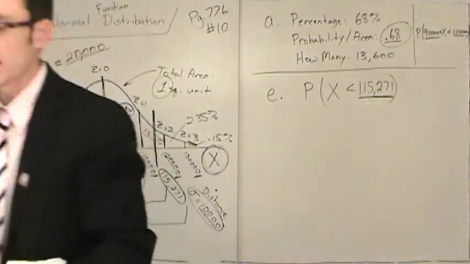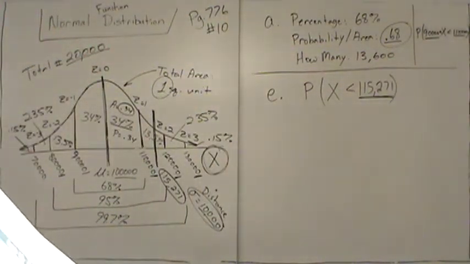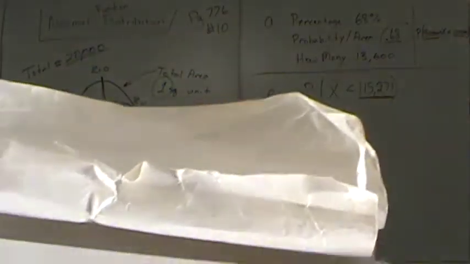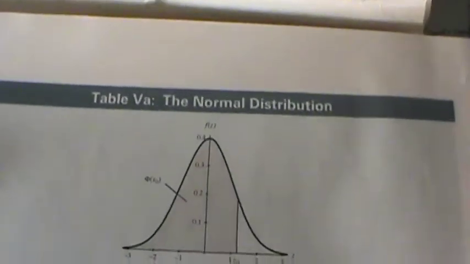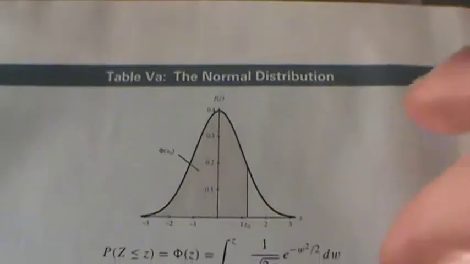Now, let's look again at something else about the z-table here. I want you to notice at the top. Notice all my papers, I got papers in here. These are all old homework assignments. I stuff them in my book.